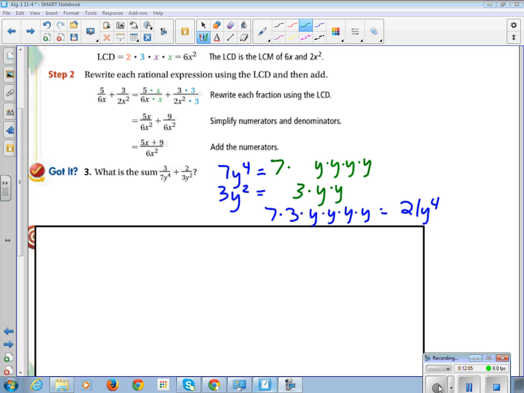All right, so we know our common denominator is 21y to the 4th. We know we're going to give this guy a 3, and we're going to give this guy a 7, and we're going to give this guy a couple of y's. So this one gets the 3. And then this guy gets the 7y squared.